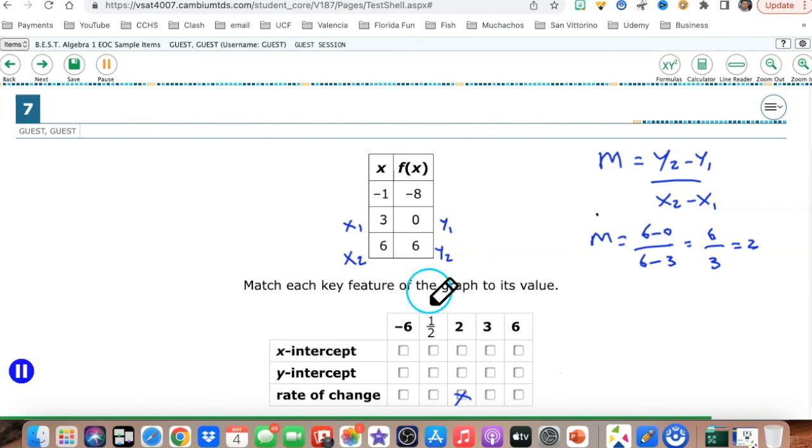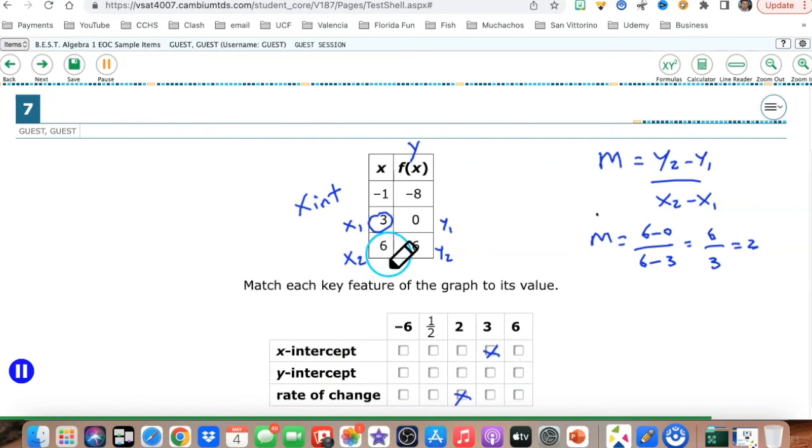X-intercept, y-intercept. How do I know this? Remember, f of x is the same as y. How do I look for the x-intercept or the y-intercept? I make the other one 0. So if the y is 0, that means this 3 is an x-intercept, right? If the y is 0, then this value is for my x-intercept. The last value is the y-intercept, okay?